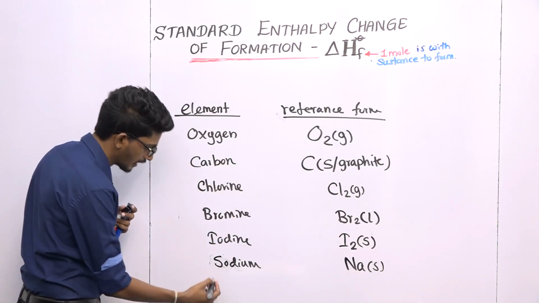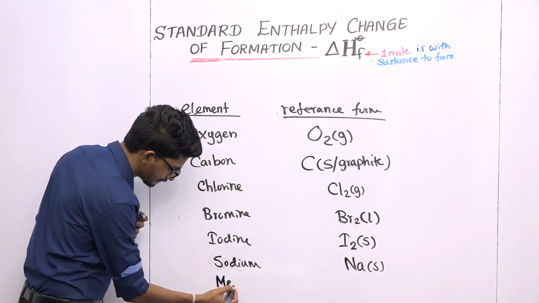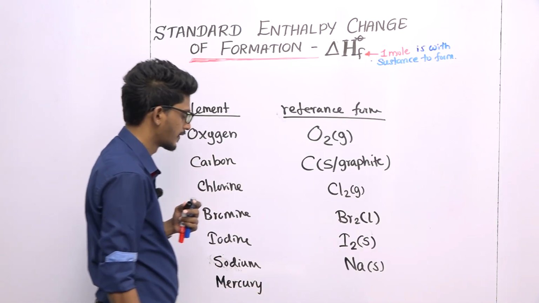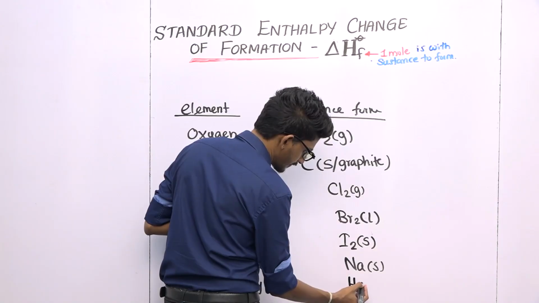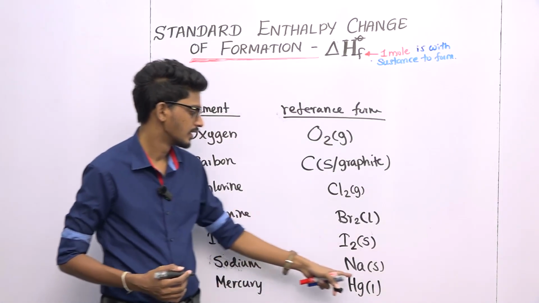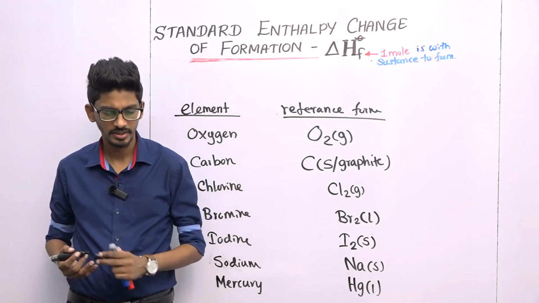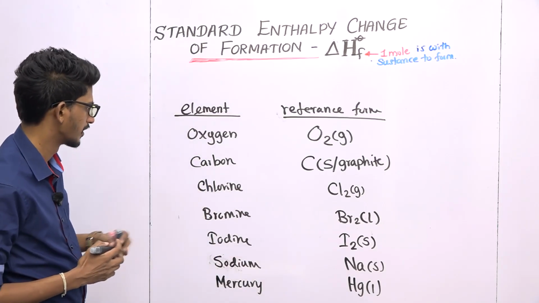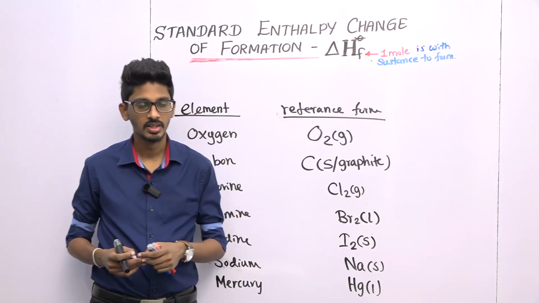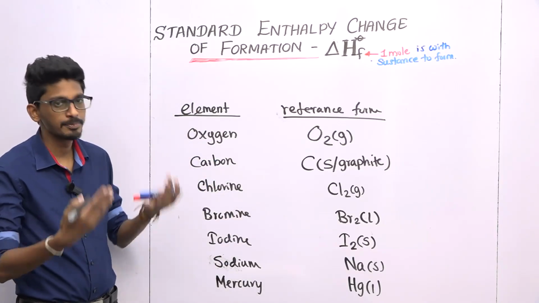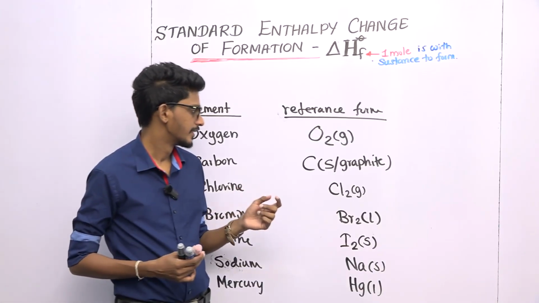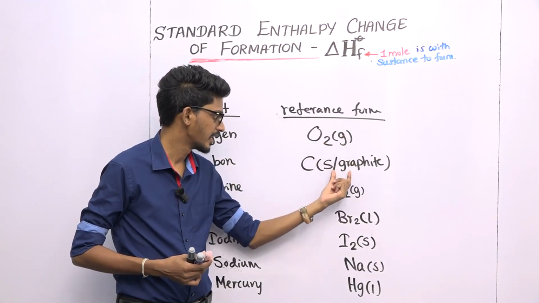Those are the reference forms. And for mercury, it is the only metal appearing as a liquid at room conditions. So the reference form is a liquid. For nitrogen, it is N2 gas, right? So when representing a reference form, you need to come up with the physical state as well.